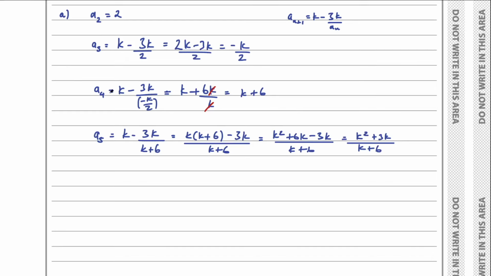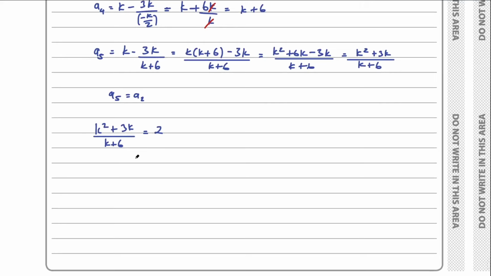Now let's say that a5 equals a2. So then we'll have this fifth term, k squared plus 3k over k plus 6 equals 2. And then we can simplify this and hopefully end up with the equation they were looking for.